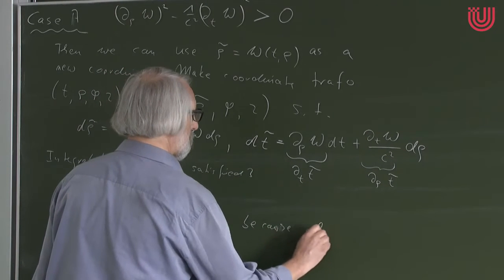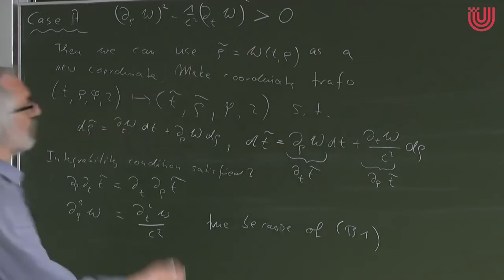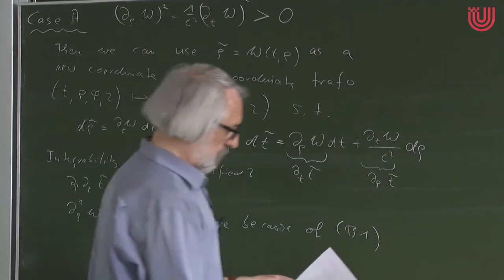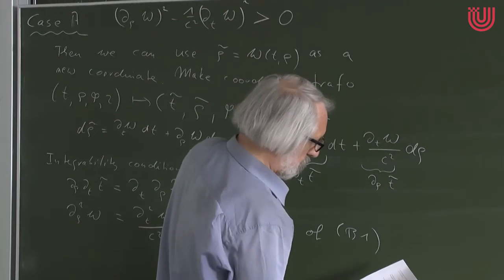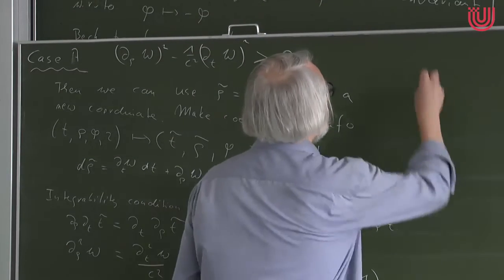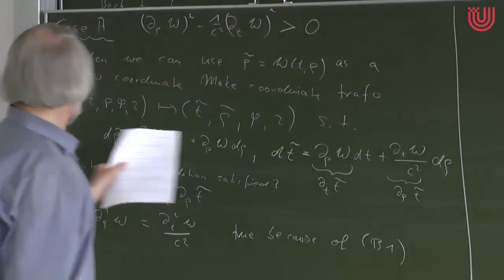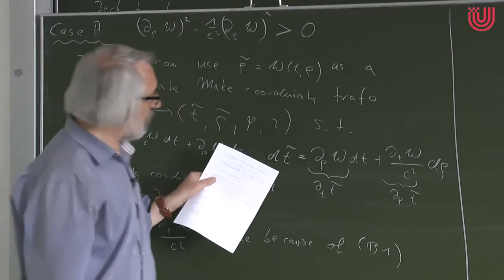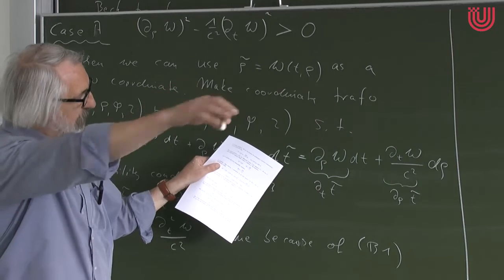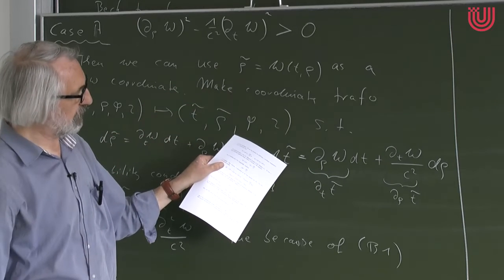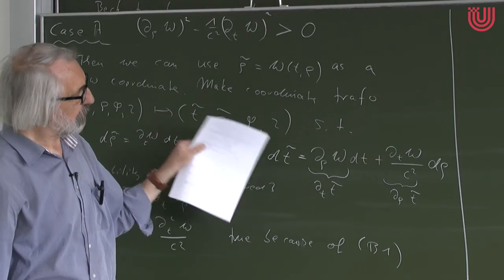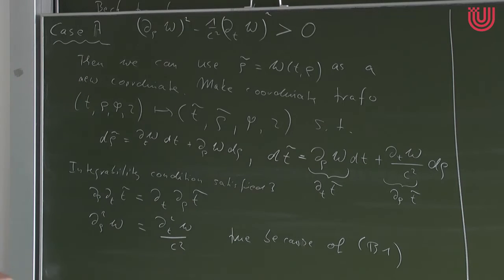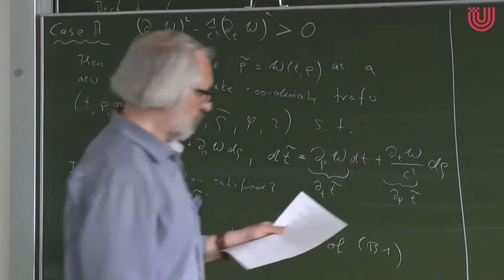Because of B1, such a coordinate transformation exists indeed. So we now have the new coordinates rho tilde and t tilde. Actually, I cannot really integrate out the t tilde. I cannot write t tilde is equal to this function of rho and t explicitly, but I know that such a function exists. It is given in terms of its derivative.